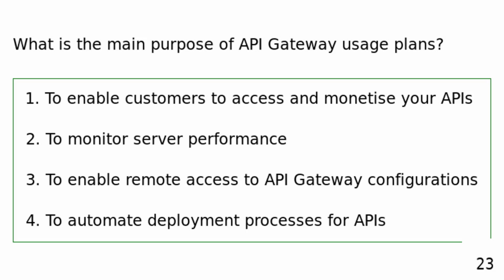What is the main purpose of API Gateway usage plans? To enable customers to access and monetize your APIs. To monitor server performance. To enable remote access to API Gateway configurations. To automate deployment processes for APIs.